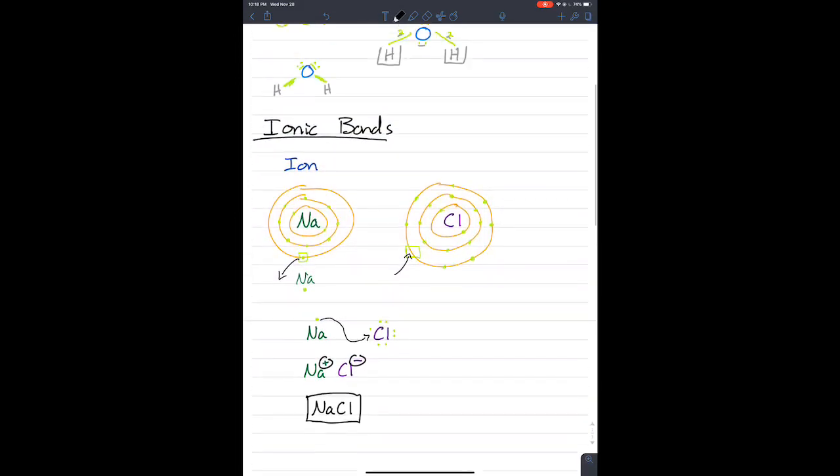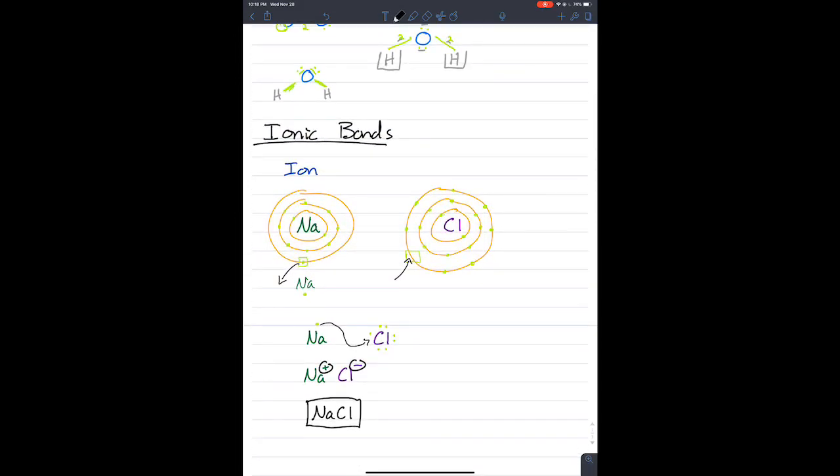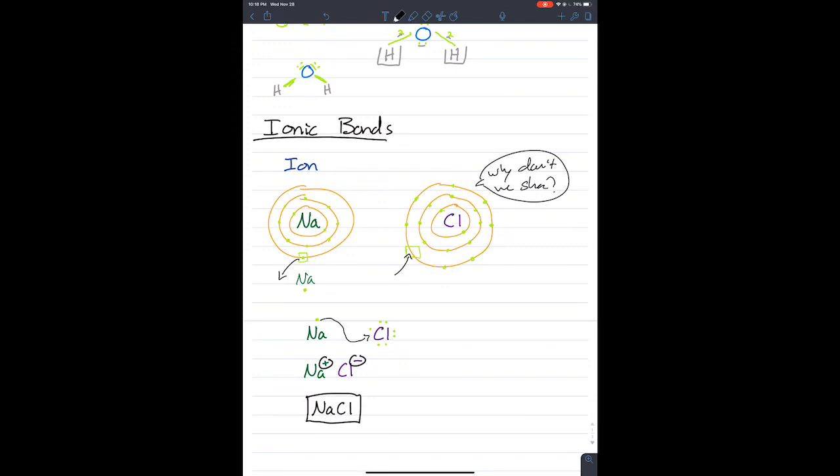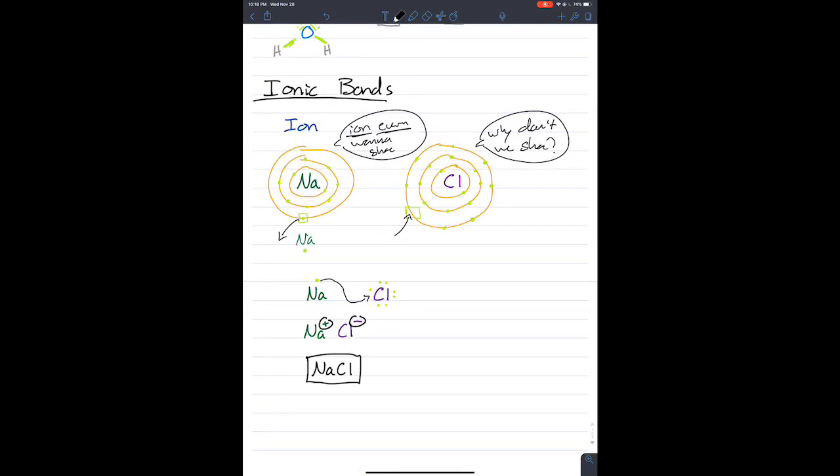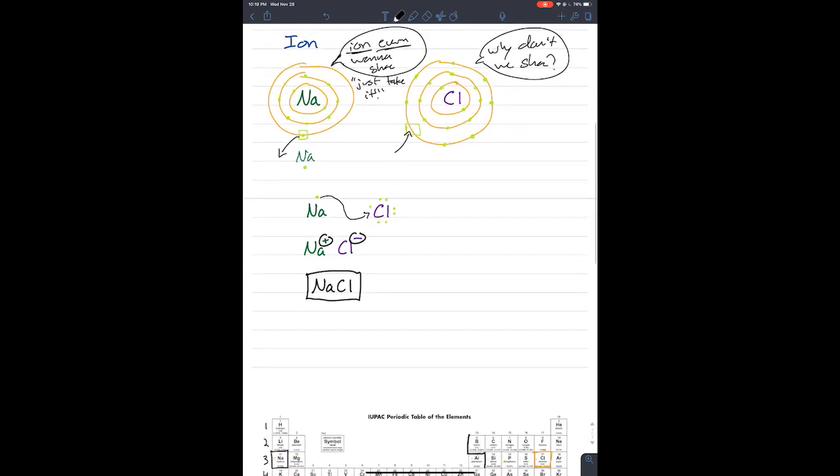Like I said with covalent bonds, with ionic bonds, chlorine's out here, and it's saying, why don't we share? And sodium is just saying, I don't even want to share. Okay, so it's an ion. It's saying it doesn't want to share its electrons. It's going to give it away. Just take it. Sodium's just giving it away. It's saying just take it. So it gives it away to chlorine.